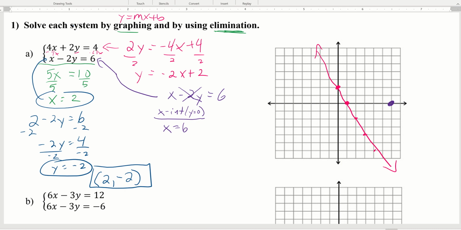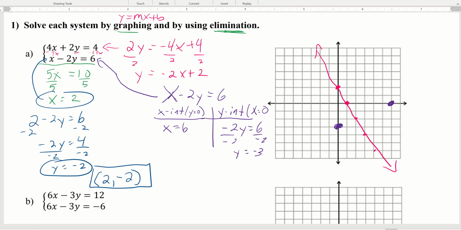Now to find the y-intercept, we say that x is equal to 0. So we go back to our original equation, and x is now equal to 0, so that term goes away. And so now I have negative 2y is equal to 6. Solve for y. So y is equal to negative 3. And then negative 3. So those are my 2 points.